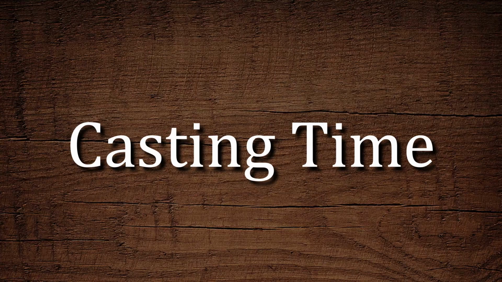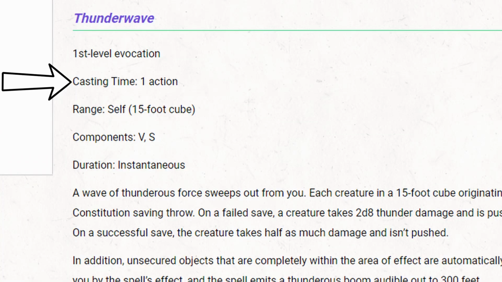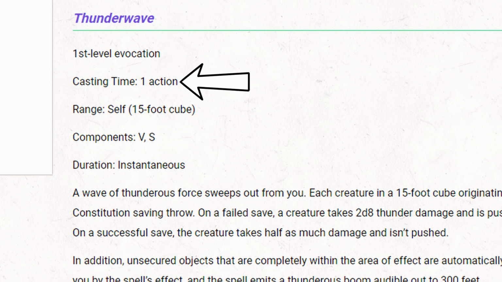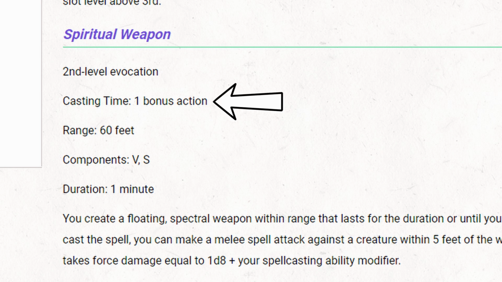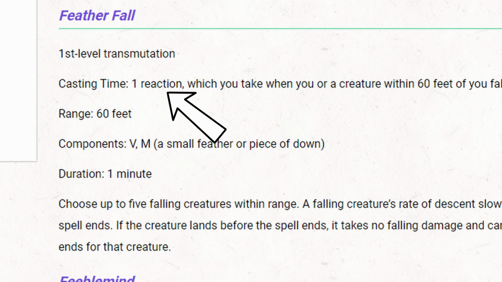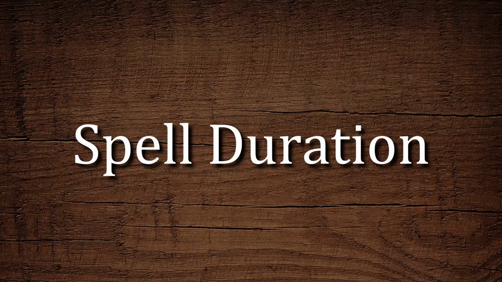Next, let's talk about casting time. The time it takes to cast a spell is listed at the top of the spell entry. If the time is listed as one action, that means it can be cast as your action during combat. If cast outside of combat, it shouldn't take more than a few seconds. Similarly, if the time is listed as one bonus action, then the spell can be cast as a bonus action during combat. If the time is listed as one reaction, as with the spell Featherfall, you can cast it as a reaction during combat.